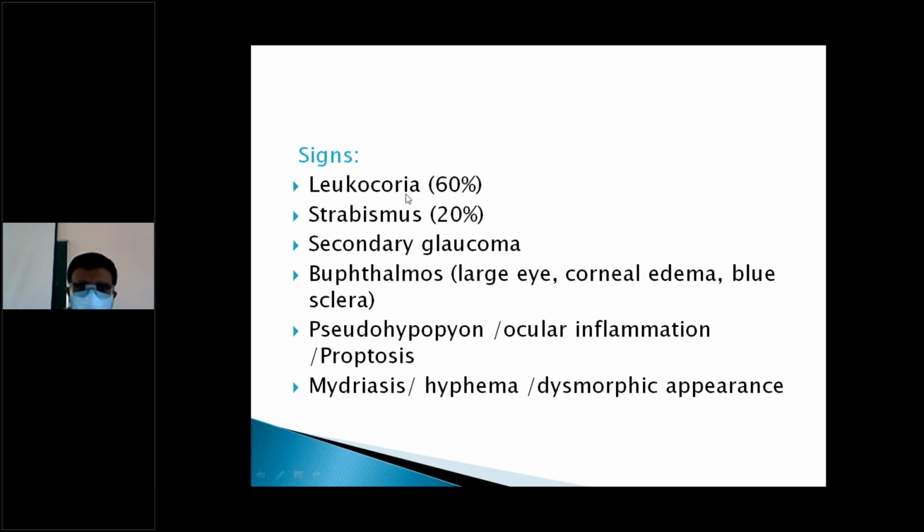Leukocoria, or whitish reflex in the pupillary area, is the most common presentation. Strabismus is one of the presentations. Secondary glaucoma, as I have told you, can present as angle closure glaucoma or open angle glaucoma. Buphthalmos means a bullseye-like appearance. Pseudohypopyon means the necrotic cells diffuse into the anterior chamber and settle at the bottom of the anterior chamber. That is why it is called pseudohypopyon. It can present as mydriasis, hyphema. These are the various presentations, or signs, of retinoblastoma.